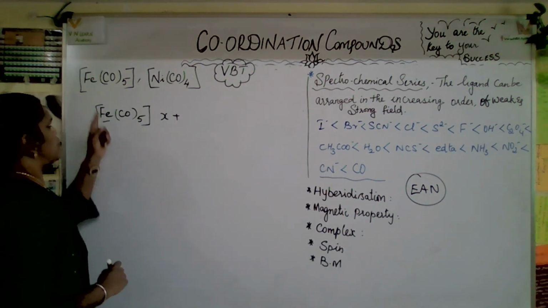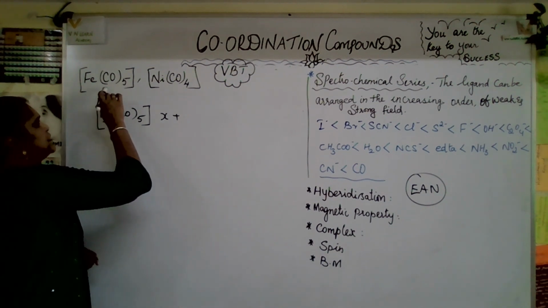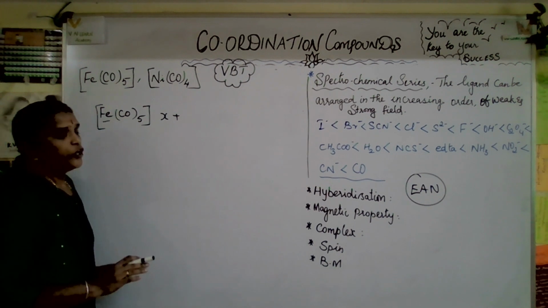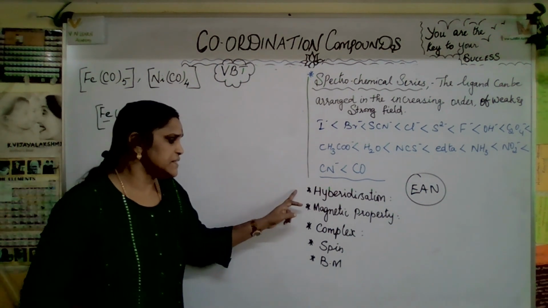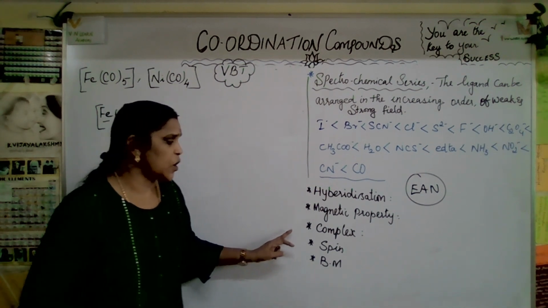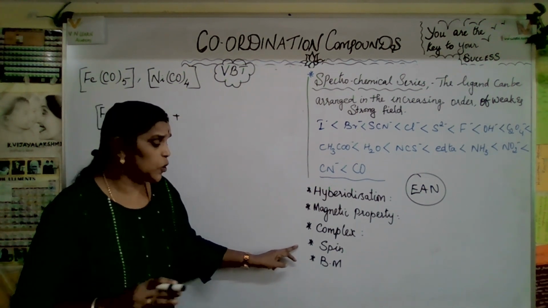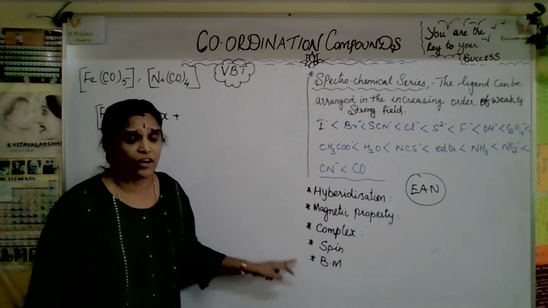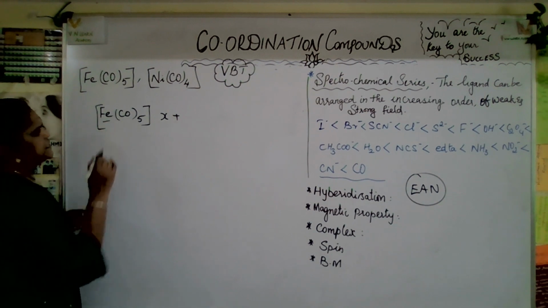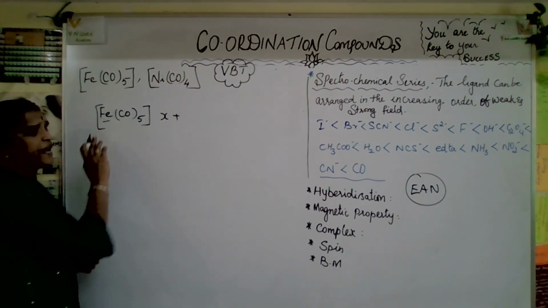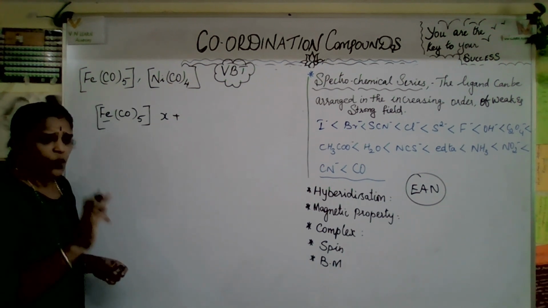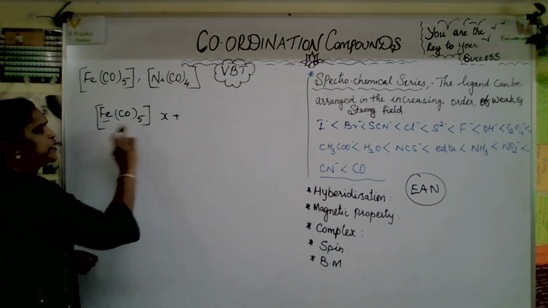First and foremost, here Fe(CO)5 and Ni(CO)4. You have to find out the hybridization, magnetic property, whether the complex is outer or inner, spin (higher or lower), and BM, the Bohr magneton. Let us go and identify all this. The first one is Fe(CO)5. Fe is the central metal ion, CO is the ligand, 5 is the coordination number, and this is the coordination sphere.